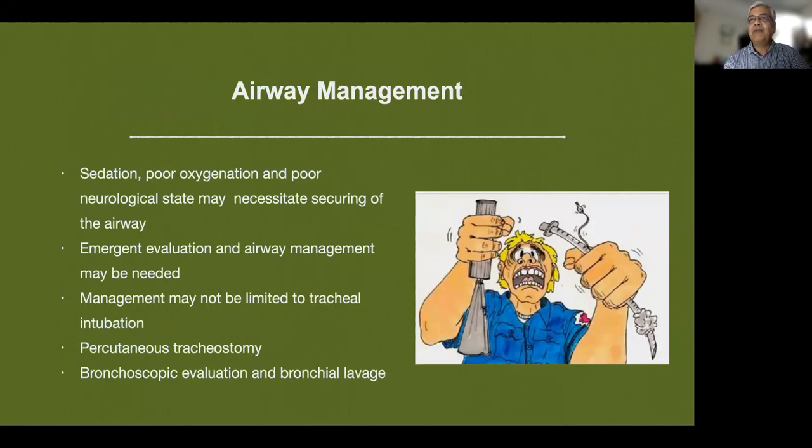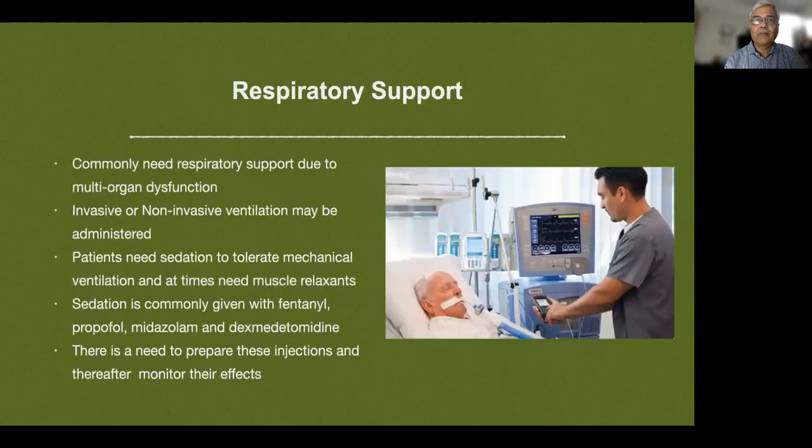The management of the airway may not be limited just to tracheal intubation. We may have to do a percutaneous tracheostomy on the patient, or we may even have to do bronchoscopic evaluation of the patient and bronchial lavage, depending on how much of the airway and which part of the airway needs care. Respiratory support needs to be given to such patients, and that is commonly due to multi-organ failure. We may have to give invasive or non-invasive ventilation to the patient.